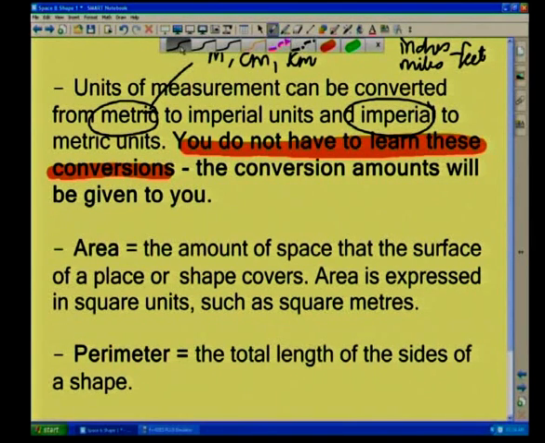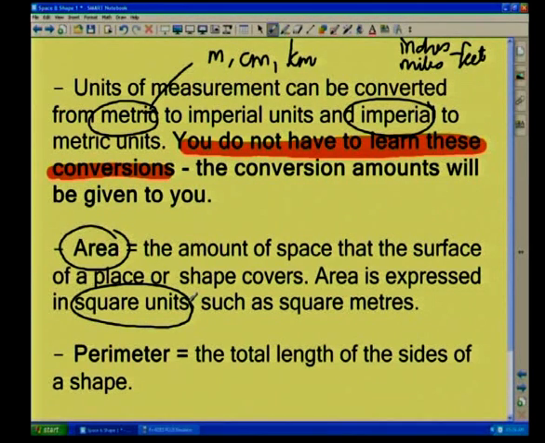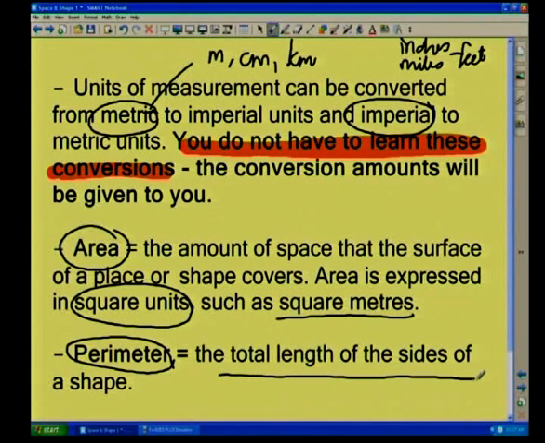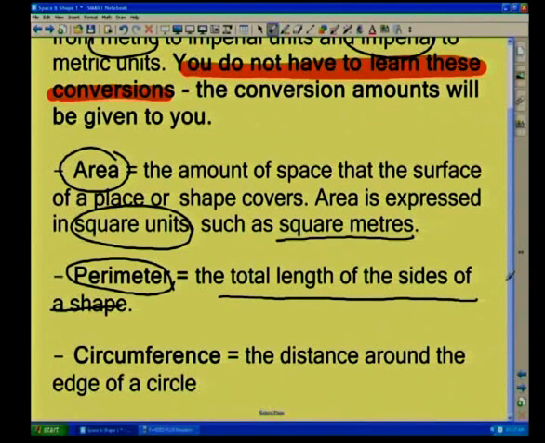Other definitions that you need to know are area. That's the amount of space that a surface or place or shape covers. And area is expressed in square units, which is what we were looking at just before. And an example of that is square meters. Perimeter is the total length of the sides of any shape. So it would be the distance around the outside. In circles, we would use the word circumference instead of the word perimeter, and that's the distance around the edge of your circle.